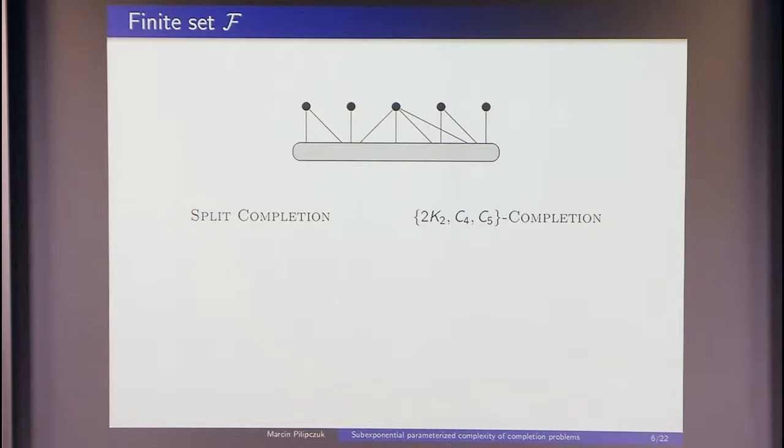Split graphs are similar to, or even a simpler, more restrictive case than, the ones we talked about previously. They are the graphs such that you can decompose the vertex set into a clique and an independent set, and there are some arbitrary connections between these two parts.